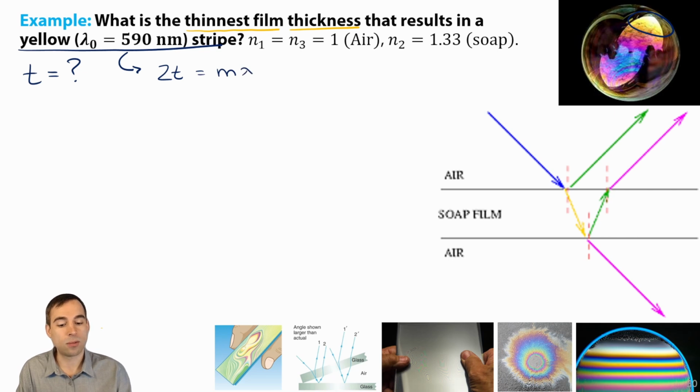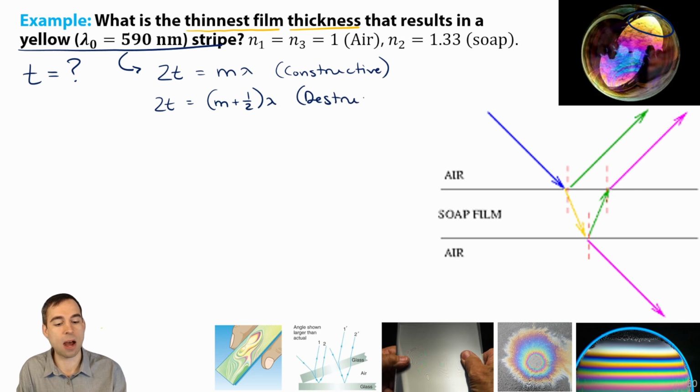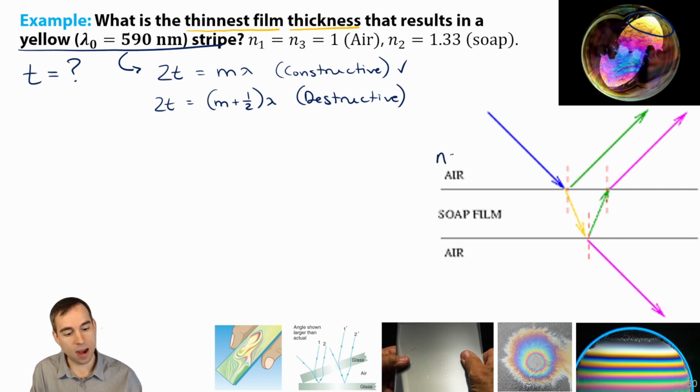We got 2t equals m lambda for constructive, and 2t equals (m plus 1/2) lambda for the destructive case. And right now I'm thinking that we're going to use the constructive equation. But we need to be really careful because we need to count the number of phase inversions that this light ray will feel as it goes from air to the soap to the air again. So let's label some of our n values. n of air is 1, n of soap is 1.33, and n of air, once again, is 1.